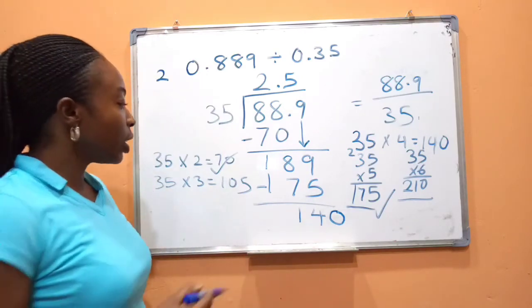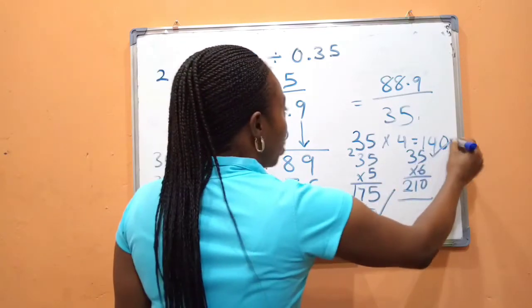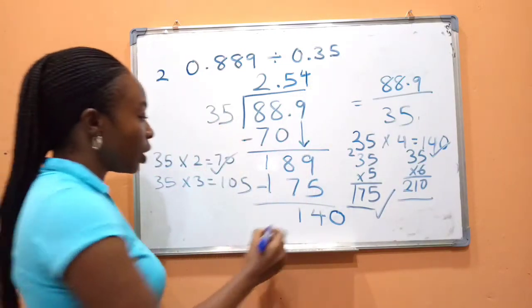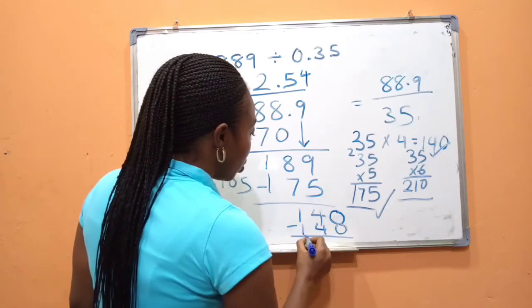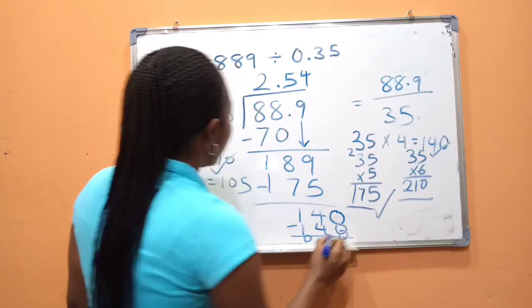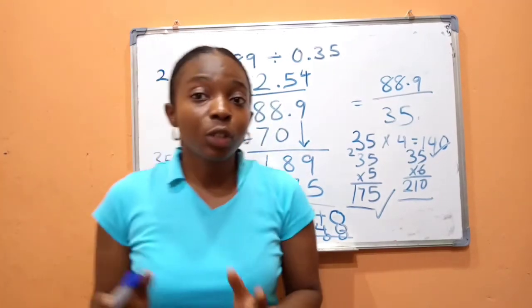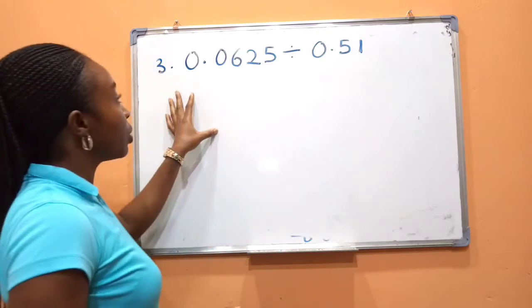140. So by the time we say 140 divided by 35, which we already solved here, we're going to have what? 4. Okay, so 4 times 35 gives us 140. By the time we subtract it, we're going to have 0, 0, 0. Therefore, our answer is 2.54. Let's take a look at one more example.